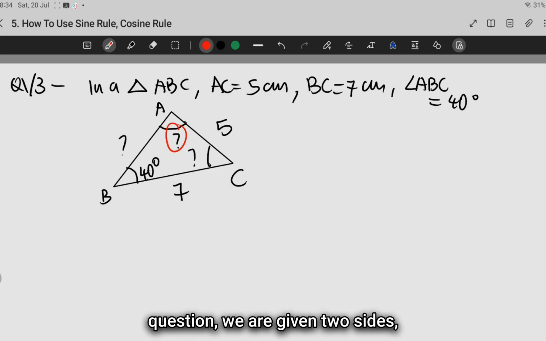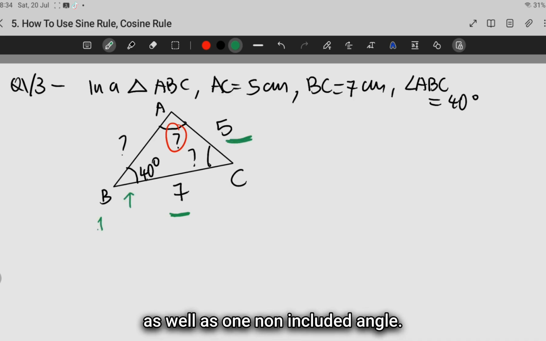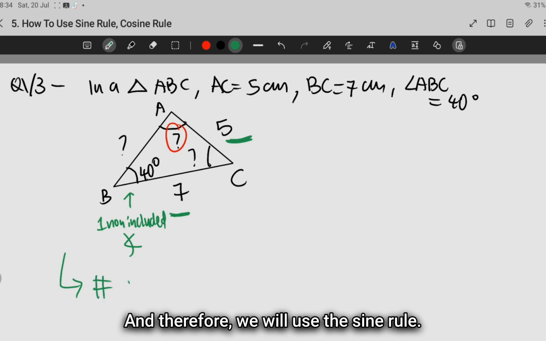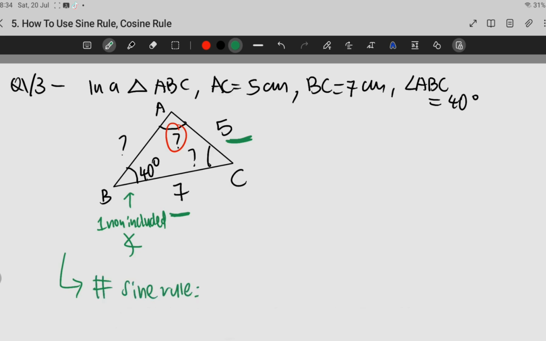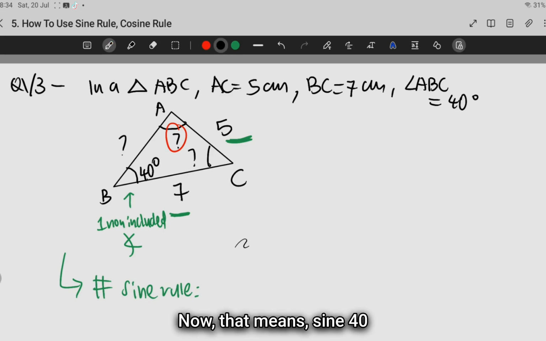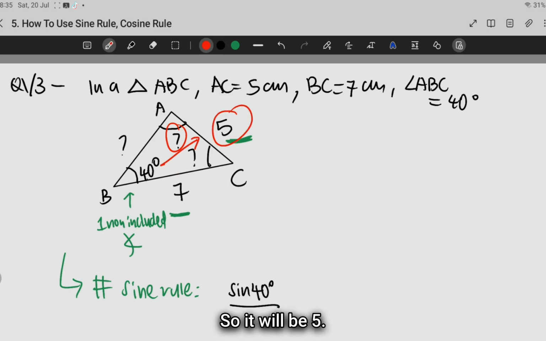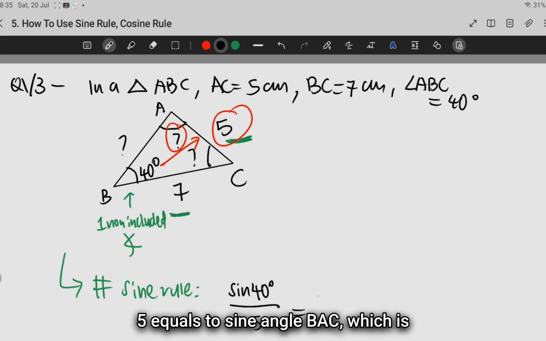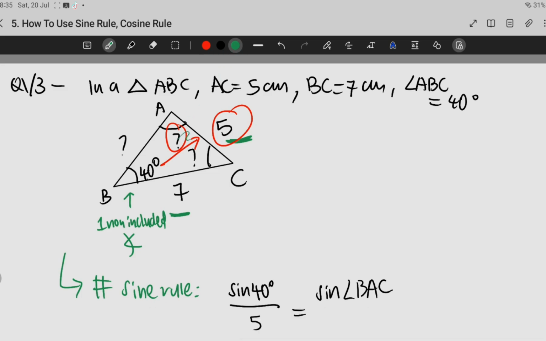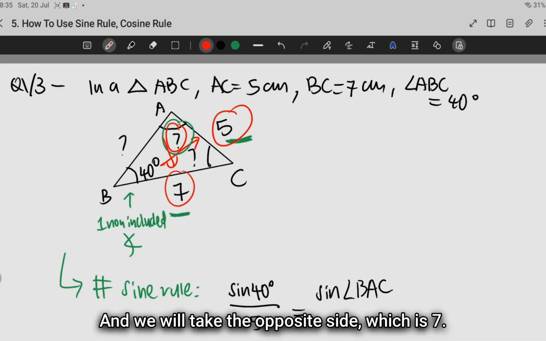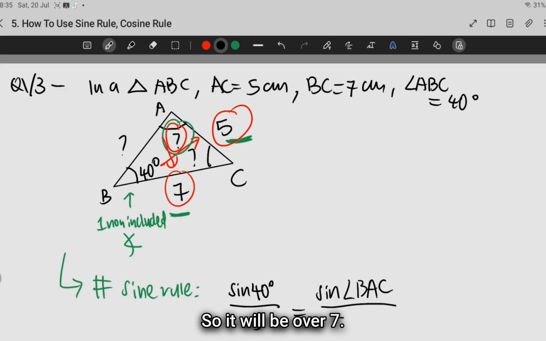So now that we look at this question, we are given two sides as well as one non-included angle. And therefore, we will use the sine rule. Now, that means sine 40 degrees over the opposite side. So it will be 5. 5 equals sine angle BAC, which is what we are trying to find over here. And we will take the opposite side, which is 7. So it will be over 7.